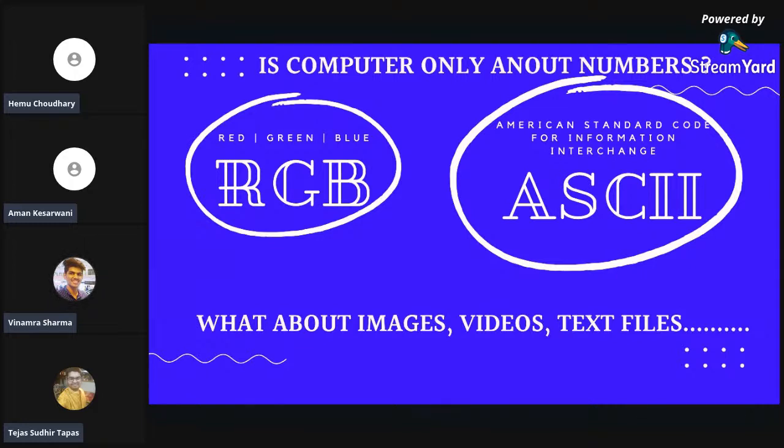So now you all get to know how numbers are represented, how characters are implemented, and how colors are implemented. But what about images, video, text files, games, and a lot of things that are present out there, right? I guess the sky is the limit.